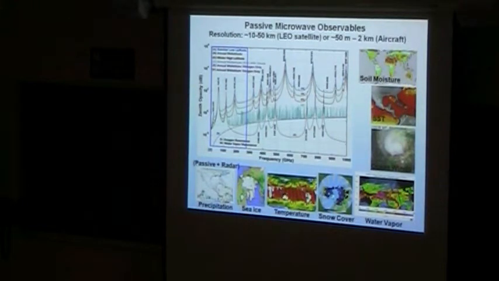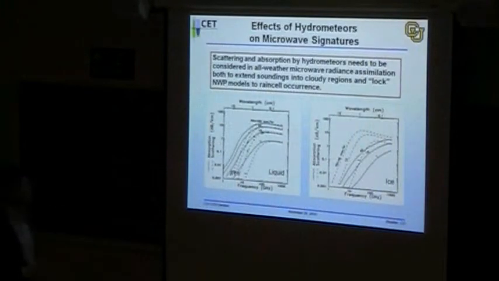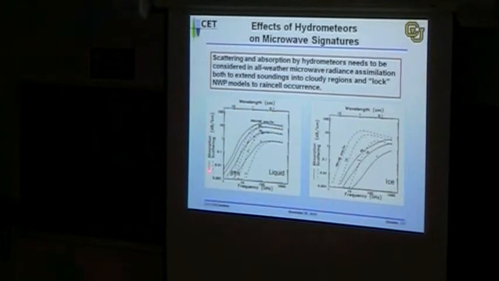mapping. We can also observe rain quite well because, as the next slide shows, rain itself, whether it's in liquid form or whether it's frozen into ice, causes a rather interesting and very useful degree of absorption or scattering, depending upon the frequency. At a low enough frequency, we can see through almost any rain event that's going to occur.